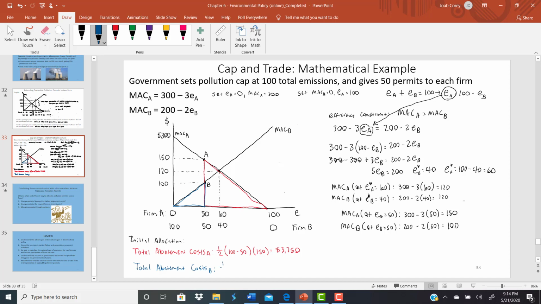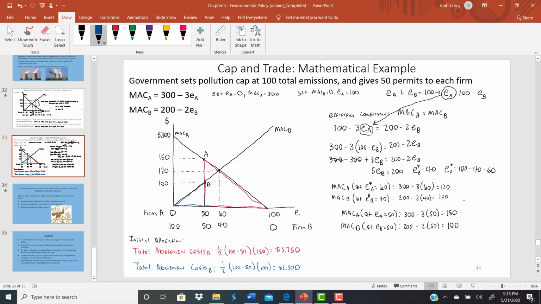So it's going to be 1/2, again, 100 minus 50 times 100. Right, so that's going to be equal to 2,500. All right, so that's where these firms are going to start.